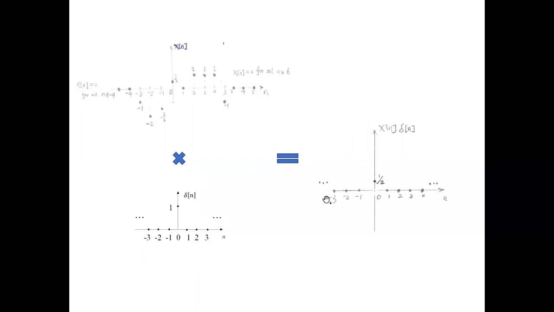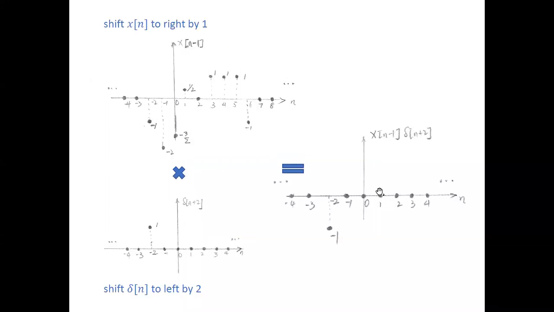X[n] times delta[n] is even simpler, because delta[n] is zero everywhere else, so x[n] times delta[n] is also zero everywhere. The only exception occurs at n equals zero, where we have 1/2 times 1, which is 1/2. So x[n] times delta[n] only retains the value of x[n] at time n equals zero, but everywhere else it's eliminated to zero.